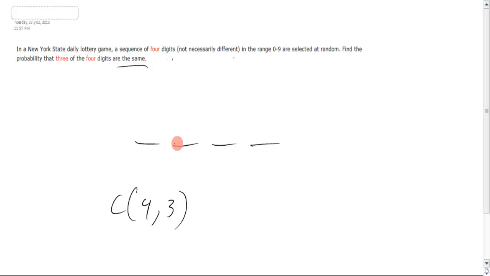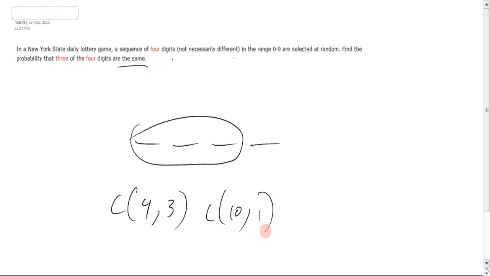Now that we've done that, and it is a small enough one you can actually just count it out, but long story short, who cares? So 4 combinations of 3. That takes care of saying it's those 3. Now we know those 3 are going to be one number. They're all going to be the same number. So how many numbers do I have to choose from for them? Well, I have 10, and I need to pick 1.